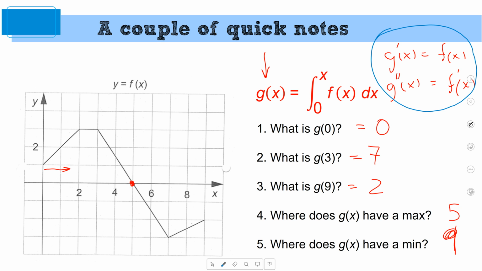Quick review. Can you have a local or relative min at an endpoint? Yes. Can you have an absolute at an endpoint? No. Well done.